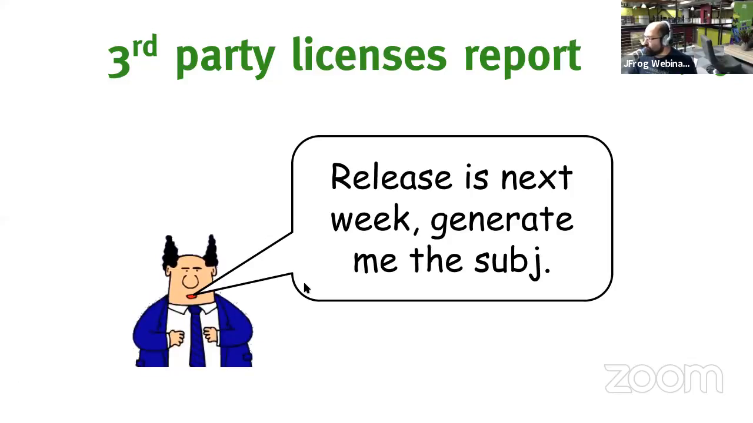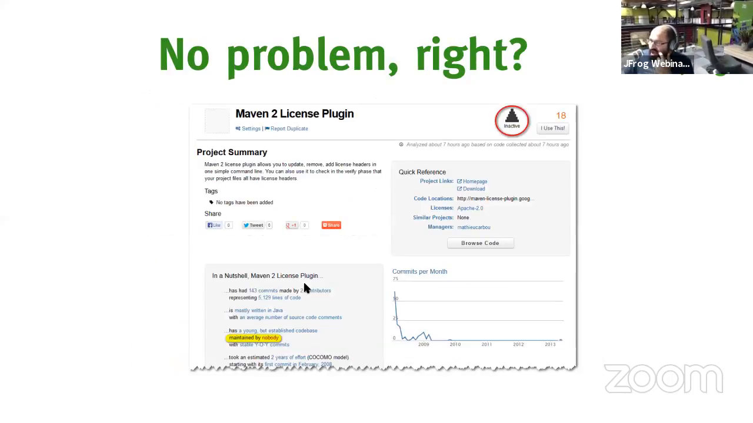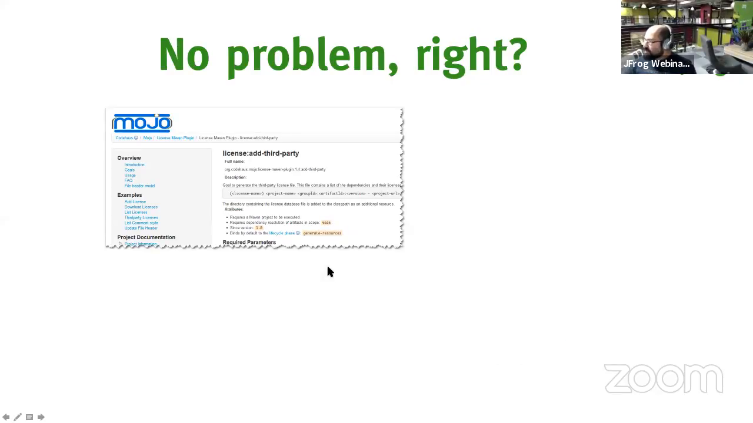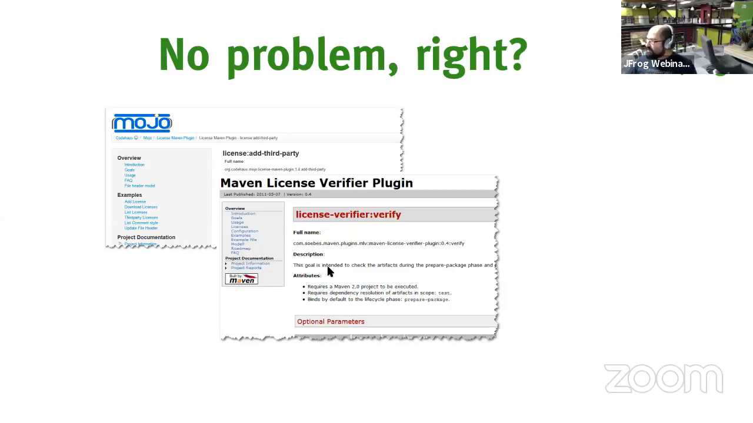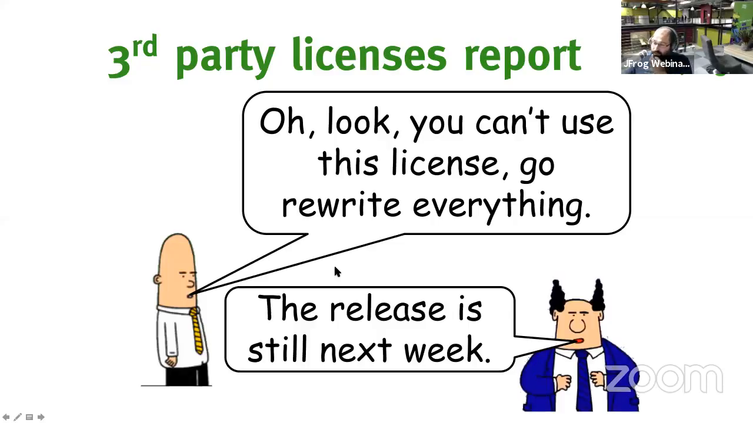So generate me the report. And you start to search and you find a bunch of outdated, broken, inactive plugins that try to do so. And eventually, even if you manage to find some way to generate those reports, you find something and you need to rewrite everything because one of your core components is not allowed to be used anymore. That's a big problem because the release is still next week. So the question is, how can you do that?